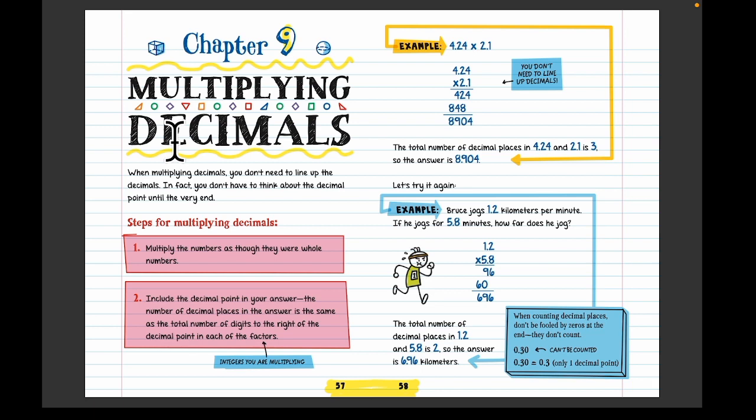Here's an example. It says here, you do not need to line up decimals. The total number of decimal places is 3. 4.24 and 2.1 is 3. So the answer is 8.904.